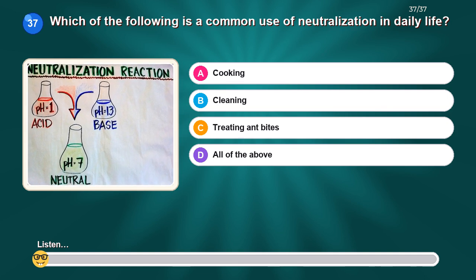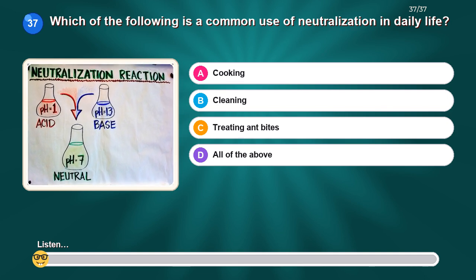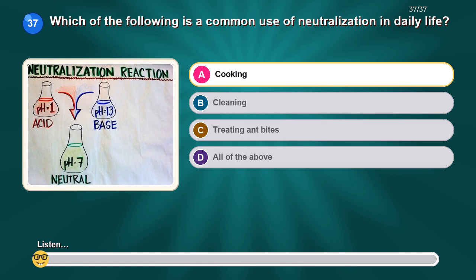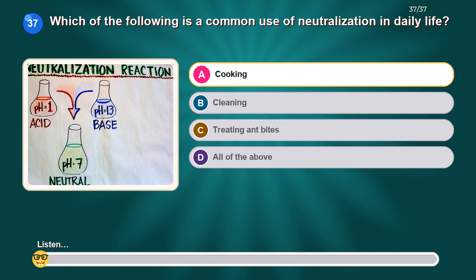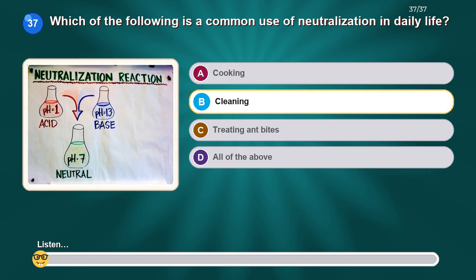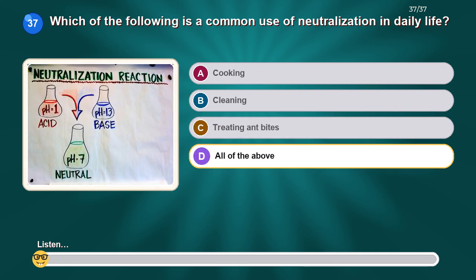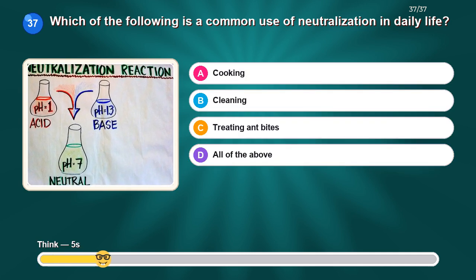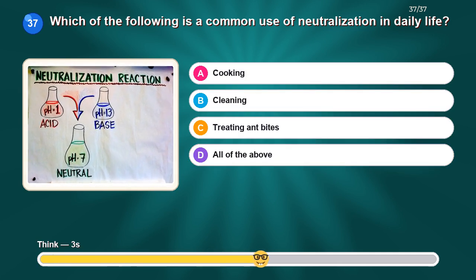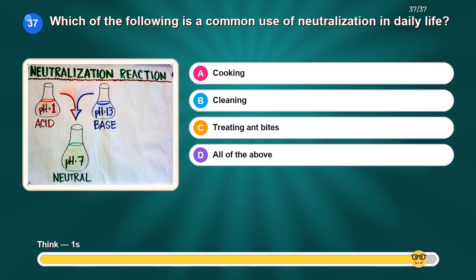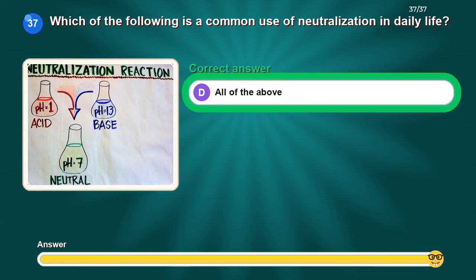Which of the following is a common use of neutralization in daily life? Option A, cooking. Option B, cleaning. Option C, treating ant bites. Option D, all of the above. The correct answer is all of the above.